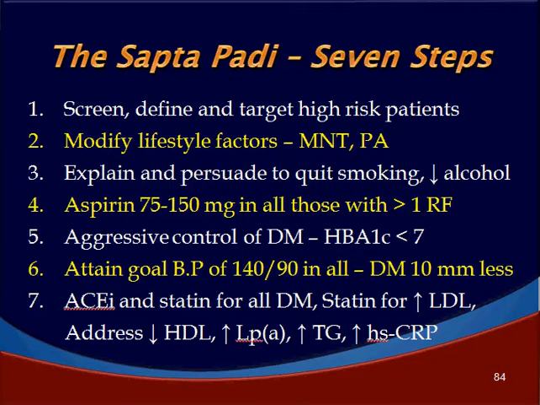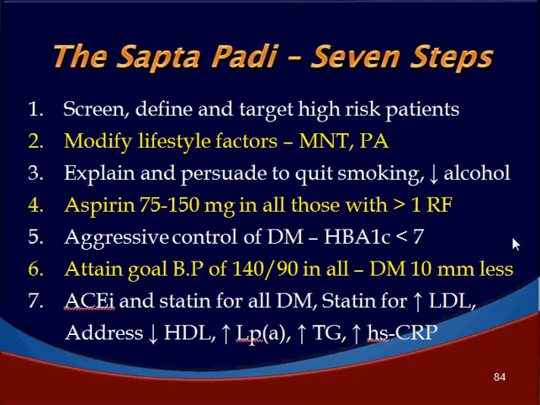The Saptapadi, Sapta is 7, Padi steps, 7 steps. Screen, define and target high risk patients. Modify lifestyle factors, medical nutrition therapy, physical activity. Explain and persuade to quit smoking and decrease alcohol consumption. Aspirin 75 to 150 milligrams in all those with more than one risk factor. Aggressive control of diabetes, HbA1c less than 7 should be the target.